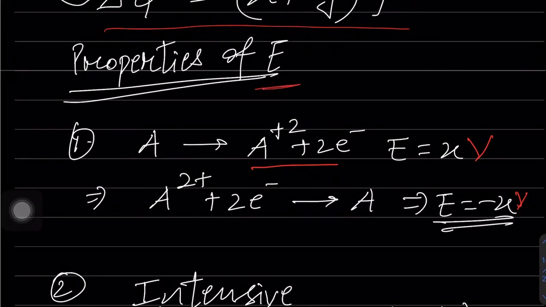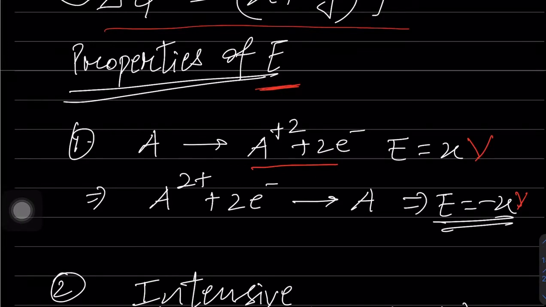Now properties of E or E naught. What is this thing? E means E cell, that is the EMF of the battery, and E naught means the standard cell potential of the battery. E is the cell potential of the battery. E naught is the standard cell potential of the battery.